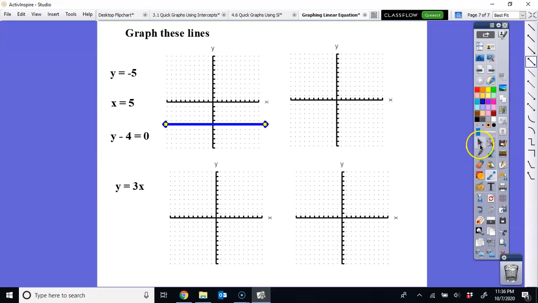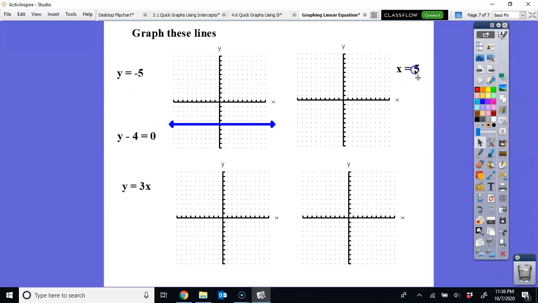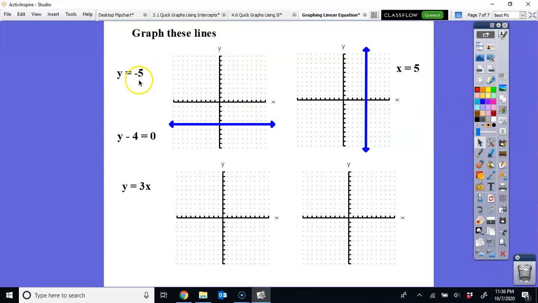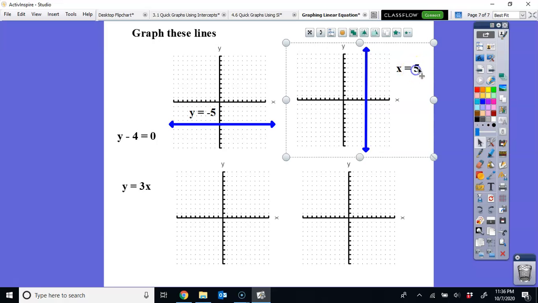When you see something that is only an x equals 5 tells me x is 5 the whole time across the graph. If that's the case, then you only have to draw a line at 5 by counting to 5 and putting a vertical line. So horizontal lines only have y equals. Vertical lines only have x equals. And they're really quick lines to graph.